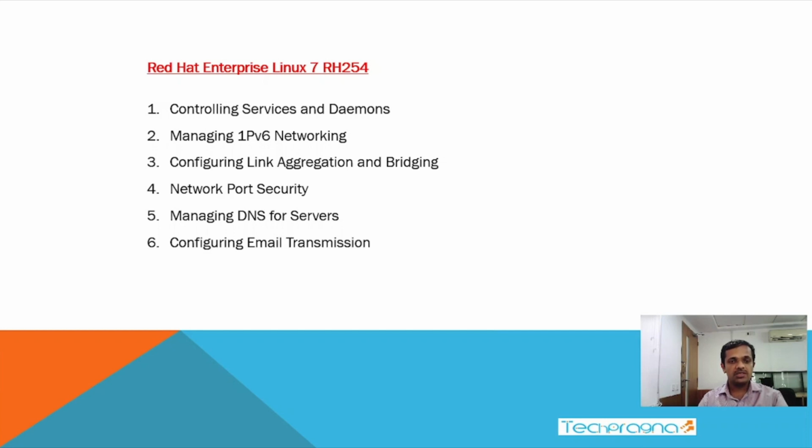Next we are going to discuss IPv4 networking. Next we are going to discuss link aggregation and bridging, joining two network interfaces logically. We are going to have load balancing and fault tolerance. Next, network port security. If you want to secure your port, you can use this. Managing DNS services. Next we are going to discuss mail server configuration.